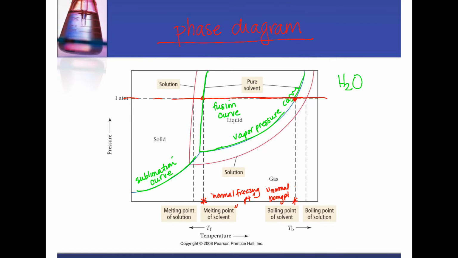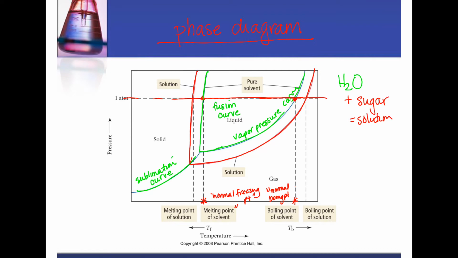So now let's talk about what happens for a solution. So a solution is made out of a solvent, and then we have to also add a solute there. I'm just going to say something like sugar again. So when we make that solution, what happens to the phase diagram is the fusion curve moves to a lower temperature, and the vapor pressure curve moves to a higher temperature. So they kind of get spread.